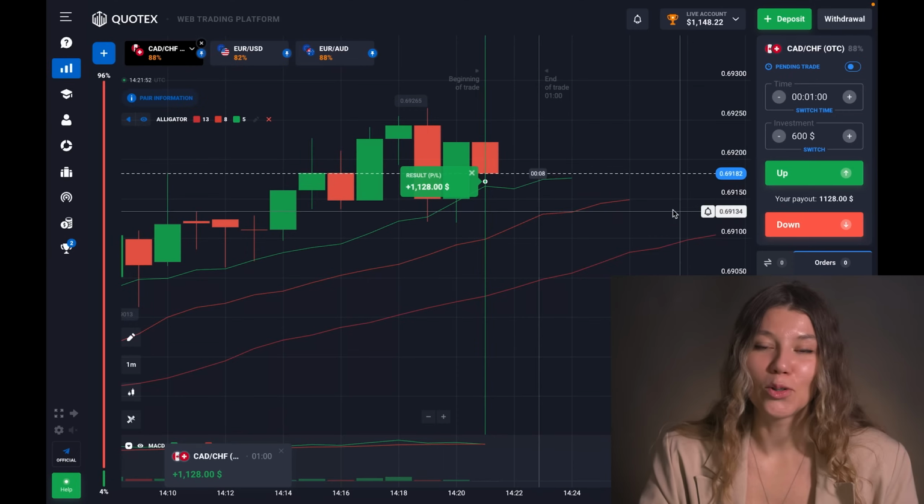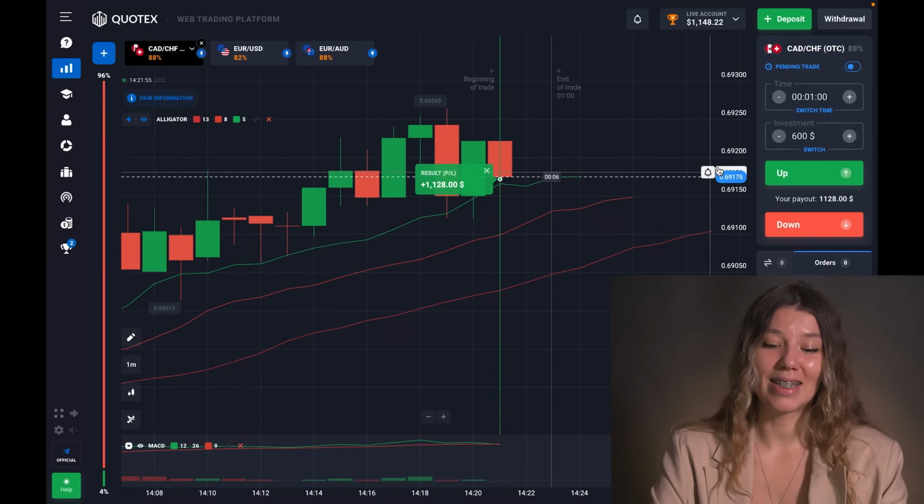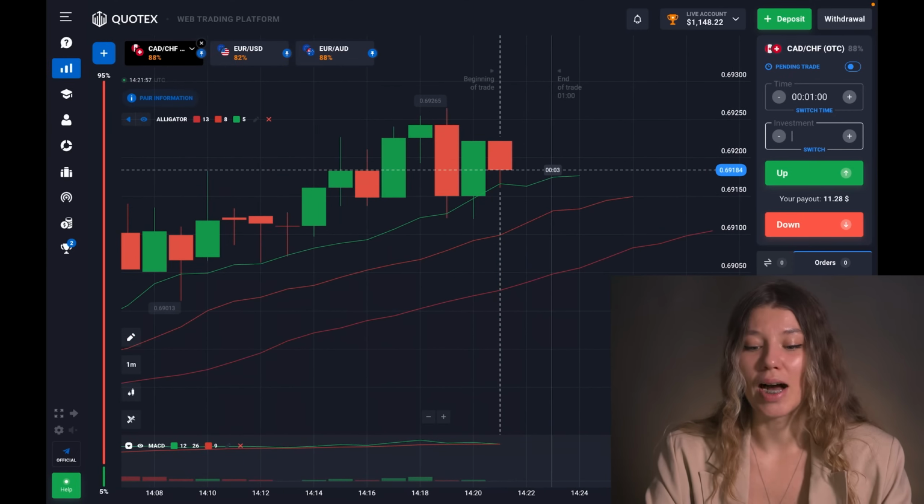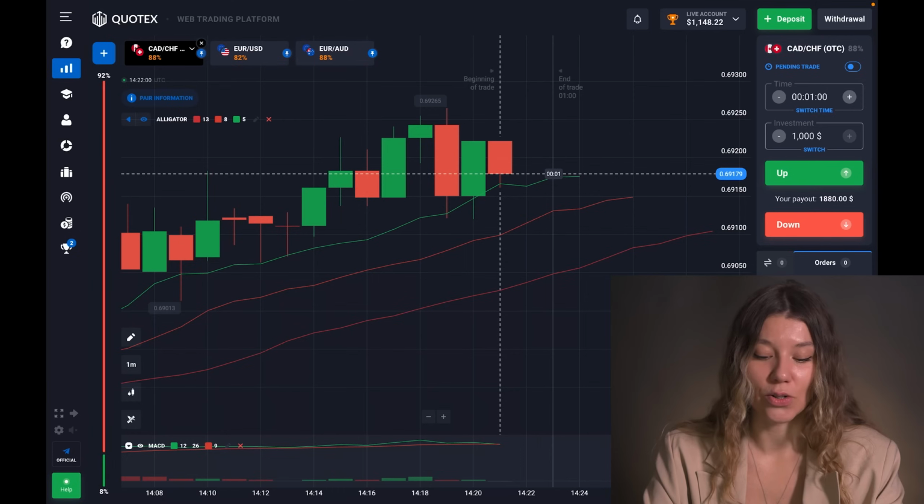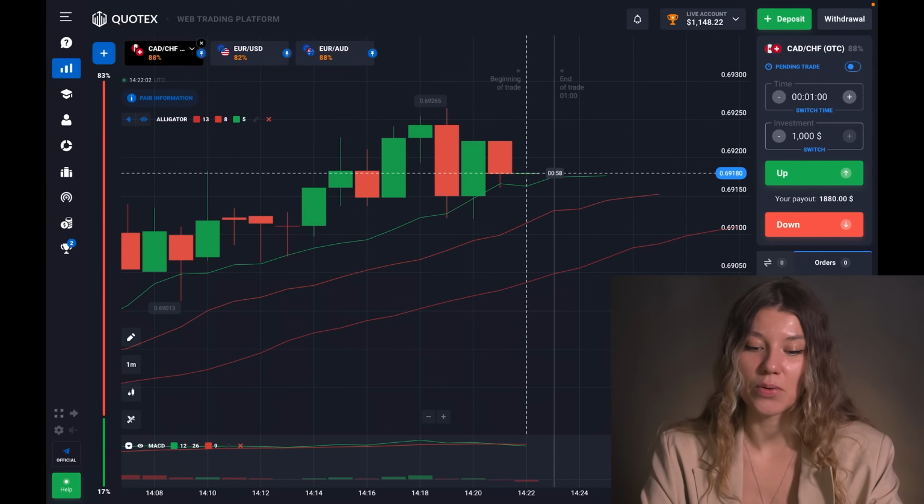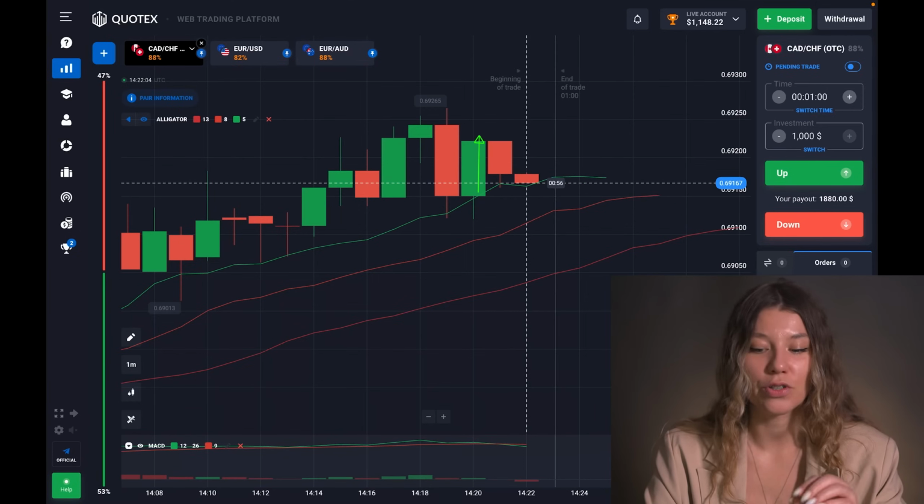Well, pretty cool profit, friends, and I really love the situation, so I will invest here one more time, $1,000. Let's do this, same for 1 minute, and be ready for a call option right now.